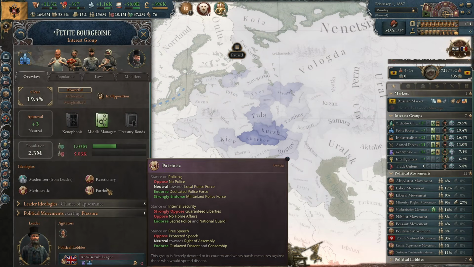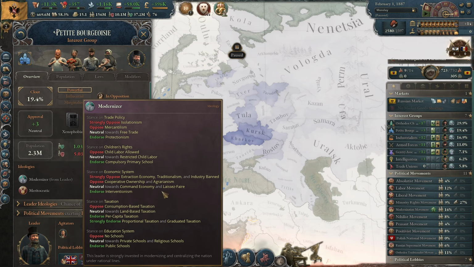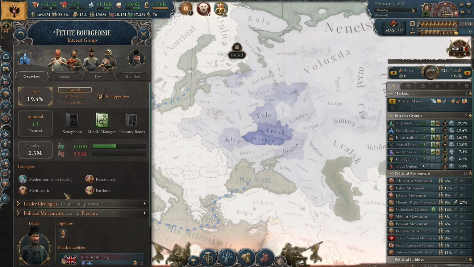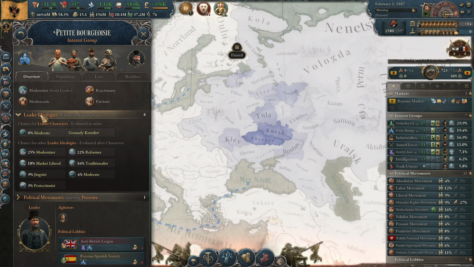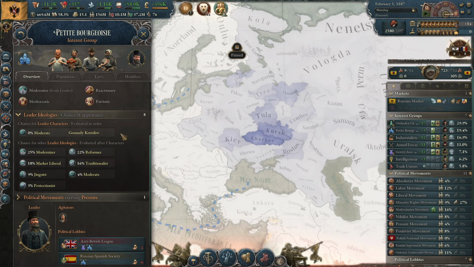So you've got to know what is the ideologies of each interest group, what is the ideology of its current leader. That's going to tell you what laws the interest group supports, what they oppose. And you can even go here under leader ideologies to see the chance of appearance, which is in fact caused by movements and other modifiers that we'll get into shortly.